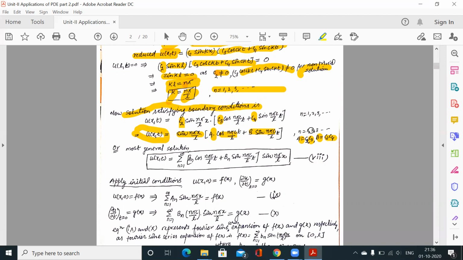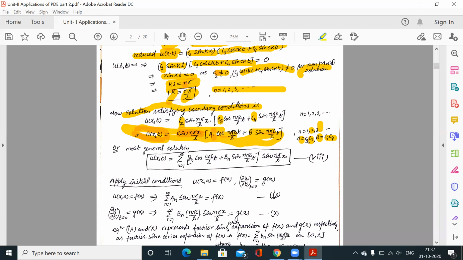Now if we substitute 1 for n, we will get one solution. If we substitute 2, we will get a second solution. If we substitute 3, we will get a third solution. All solutions are valid. Why? Because this is 0 for every n, or every positive natural number. And the possibilities for n are infinite, so infinite solutions are there.